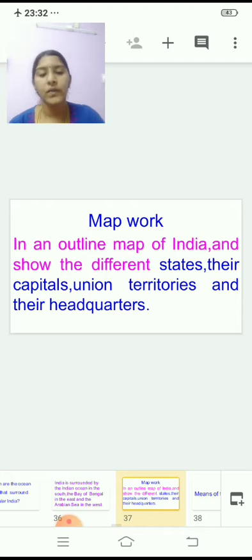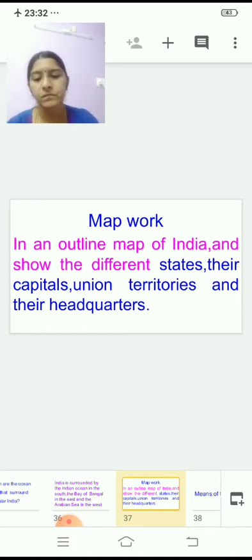And we also have a map work which I have already informed. In an outline map, you should mark all the states and their capitals, and also the union territories with their headquarters. You can refer to the atlas. With the help of that, you can do this map work.